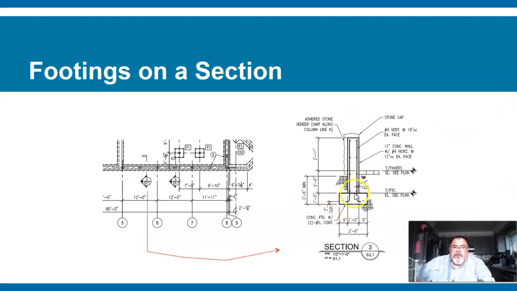These bars, these L-shaped bars. Here it tells you number 4 vertical at 18" on center. So that's what it is. It's a number 4 steel rebar, 18" on center at each face. And then you've got 12 inches concrete wall with number 4 horizontals at 12 inches on center for each face.